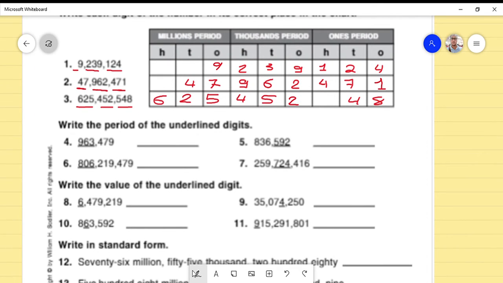Okay, look at number 2. Write the period of the underlined digit. Which period here? Here is the ones, and here is what? Here is the thousand period. So here is thousand period.